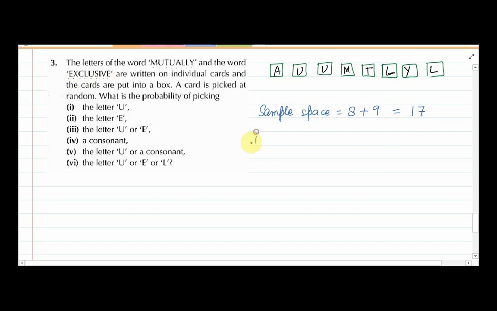After that, if it says the letter U, now count it, and I'm going to highlight it with the green pen. Right? In your question, I will highlight the U's with the green pen. So how many U we have? So it's 1, 2, and 3. So we have 3 U's, so it will be 3 divided by 17. That is your first part answer.